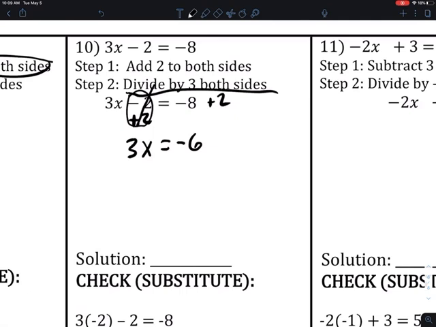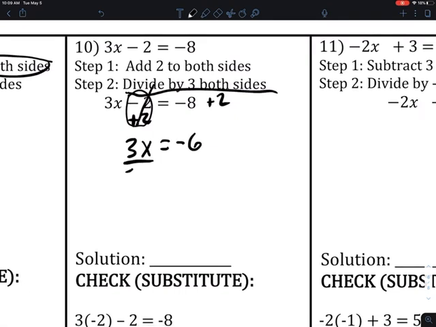Step 2 says divide both by 3. Divide by 3 on both sides. Divide by 3. Divide by 3. Ends up getting the one that we need. x equals negative 6 divided by 3, which gives us negative 2. x equals negative 2.